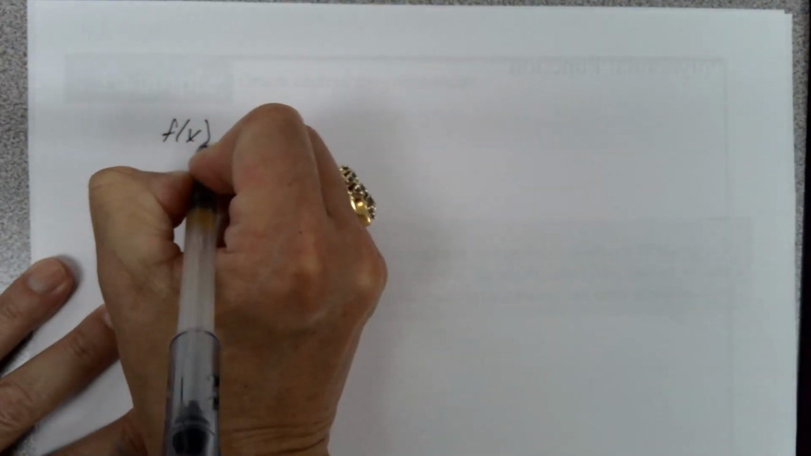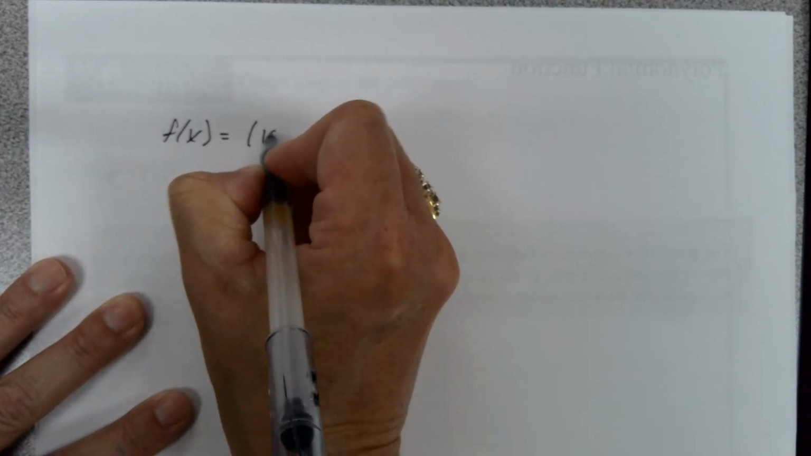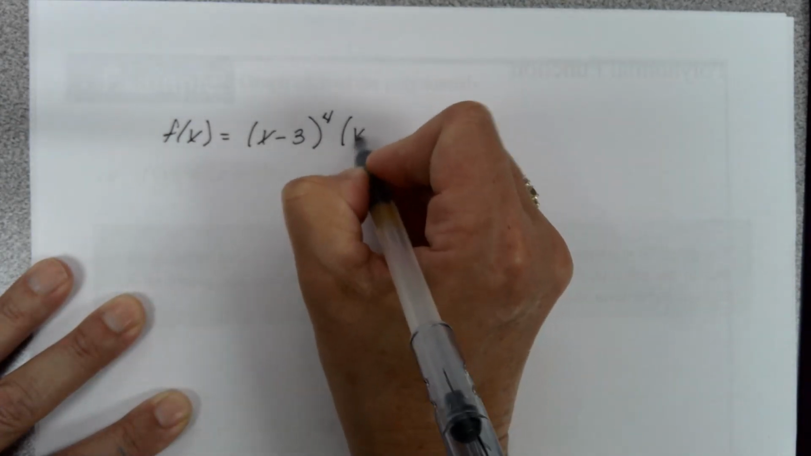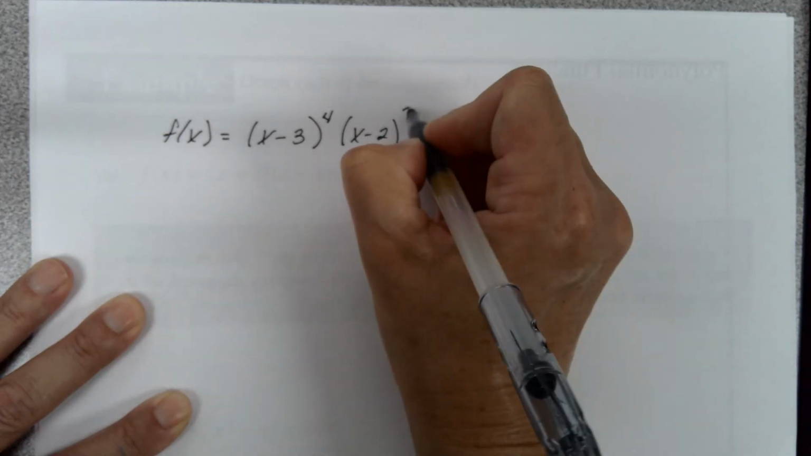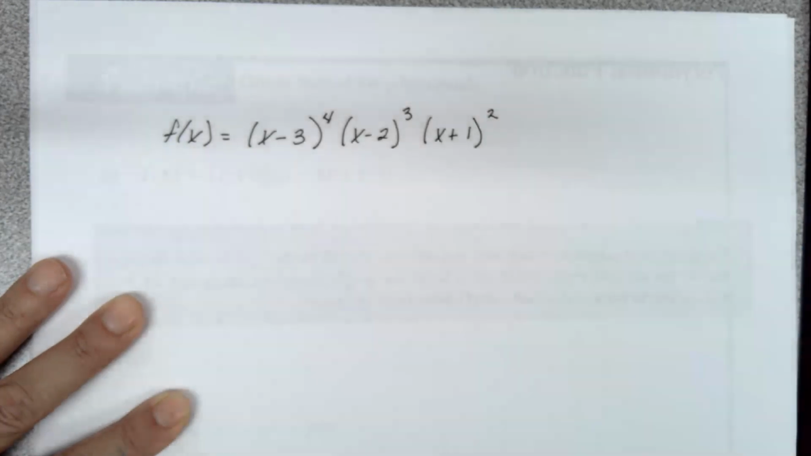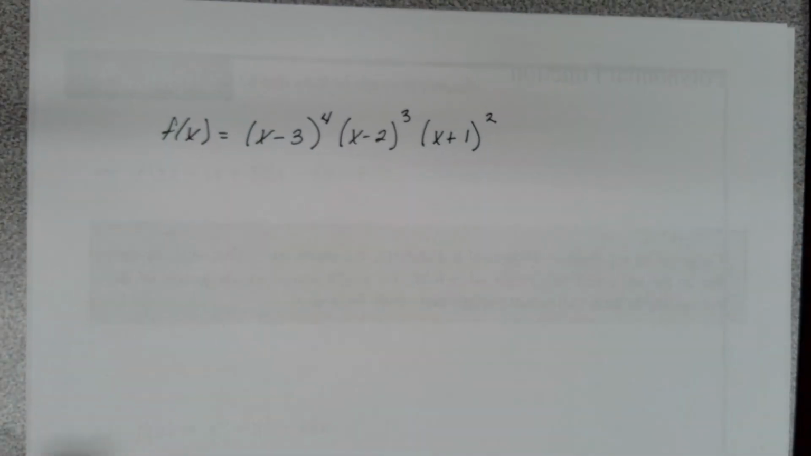So if you have a polynomial that you can write in factored form, let's say x minus 3 to the 4th times x minus 2 cubed times x plus 1 squared. Okay?